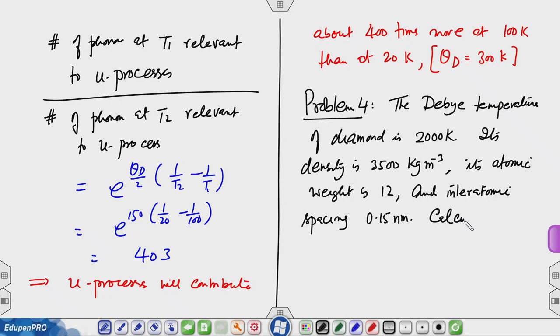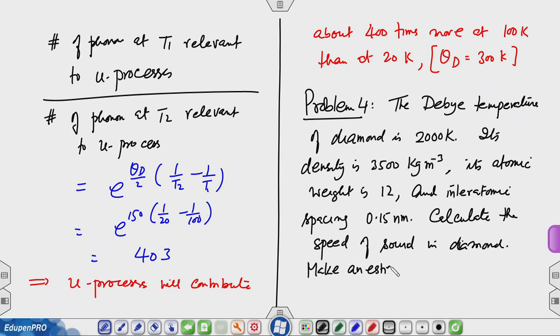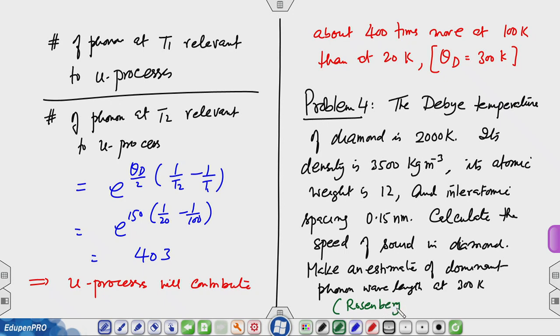Calculate the speed of sound in diamond. And then make an estimate of the dominant phonon wavelength at 300 K. Again, taken from Rosenberg, Solid State Physics.